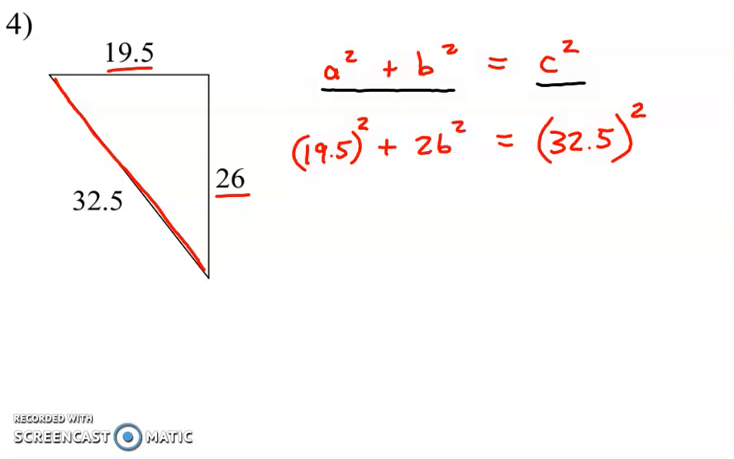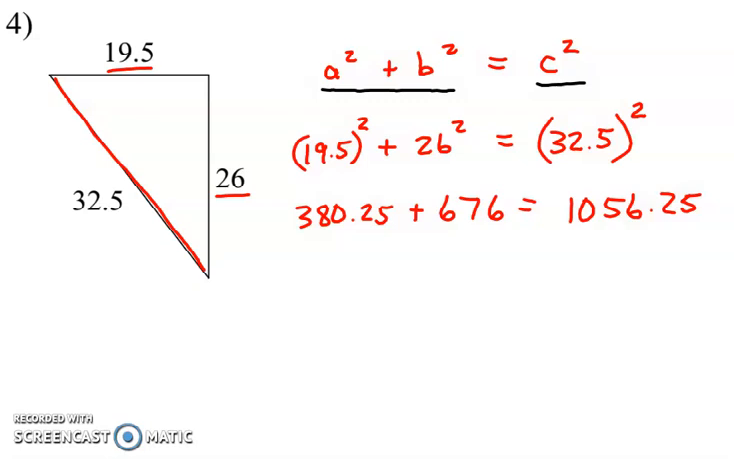So now it's just a matter of working through the rest of these values, squaring them to simplify and add them together. So we'll start with the 19.5, and if I multiply 19.5 by 19.5, I get a value of 380.25. Next one is 26. If I take 26 and square it, I get 676. And then the last one, 32.5 squared, ends up being 1056.25.